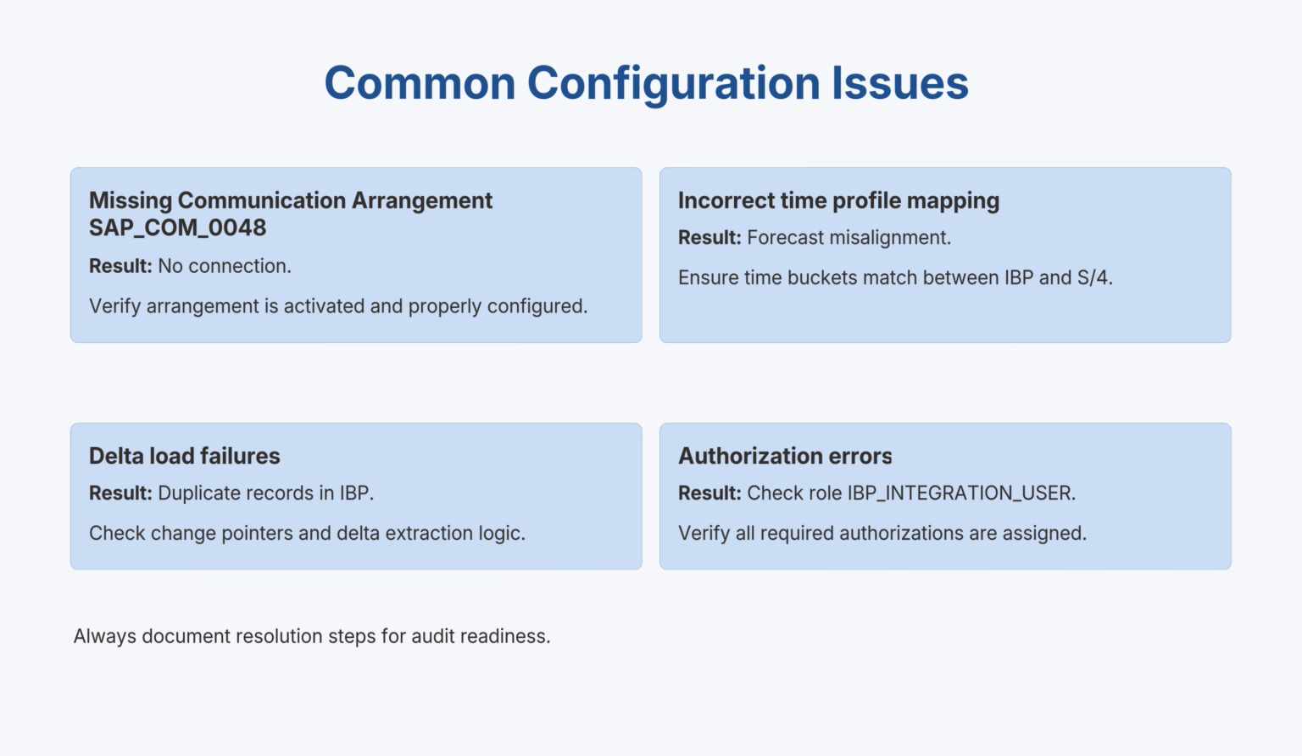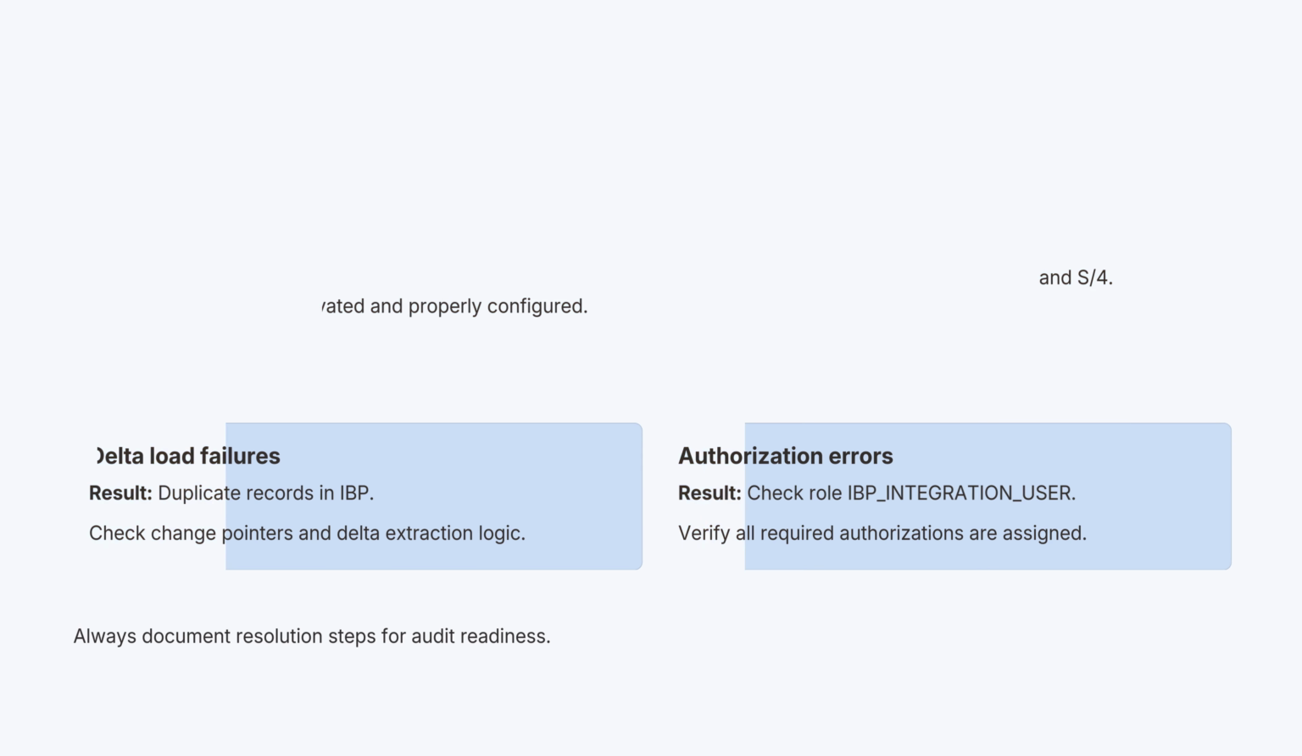Common configuration issues. You'll frequently see missing or incorrect settings during integration testing. If data doesn't move, verify that SAP COM 0048 is active. Incorrect time profile mapping can cause shifted forecasts. Delta loads failing often result in duplicate entries in IBP. Role misassignments, like a missing IBP integration user, can halt communication completely.